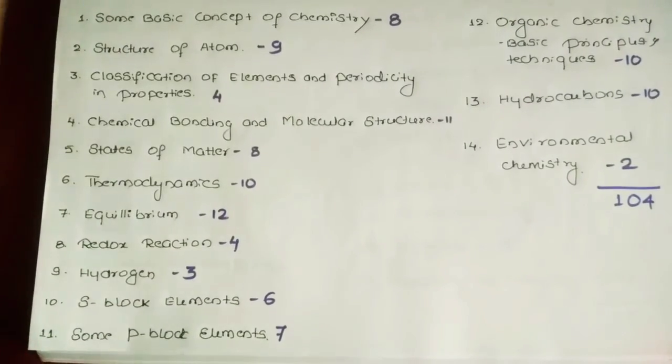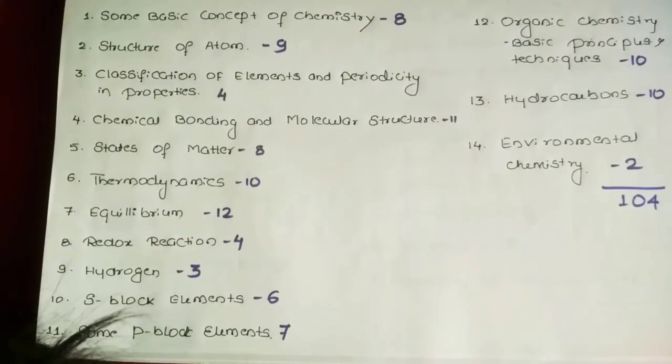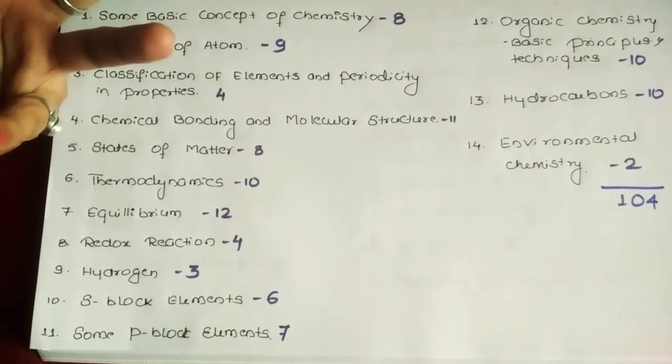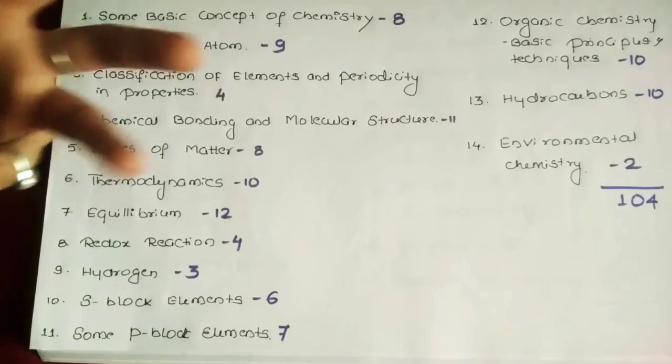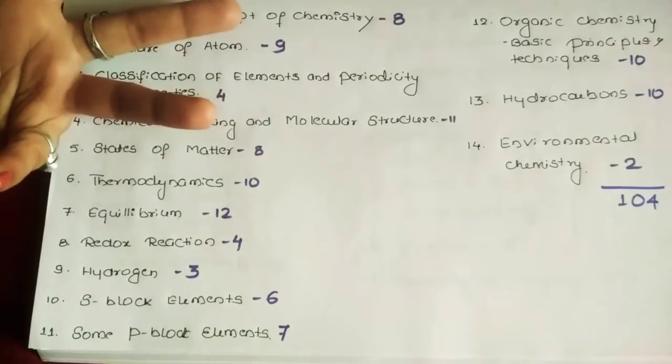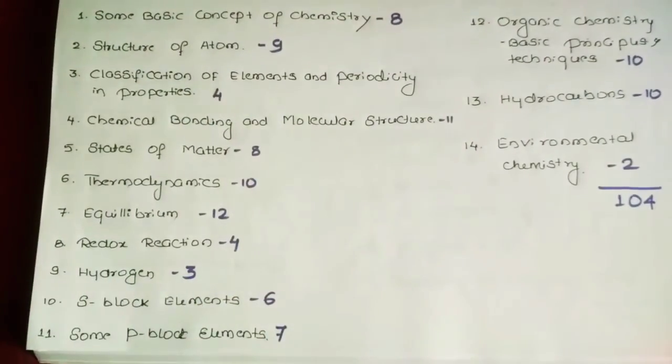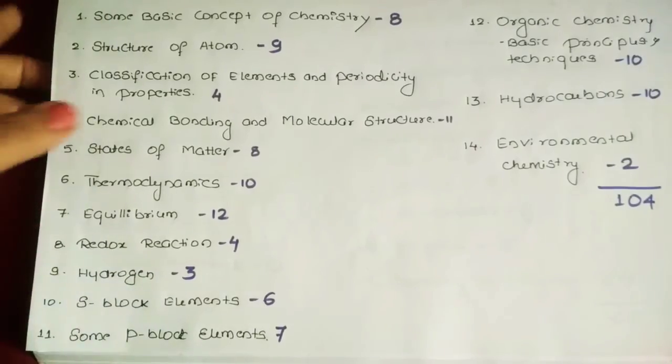So next one is the P block elements. Yes, we know that from group 13 to 18 we have the P block elements. The complete set we're not going to study here. Only group 13 and 14, the boron family and the carbon family, we are going to study for the first PU. So the weightage is around 7 marks.